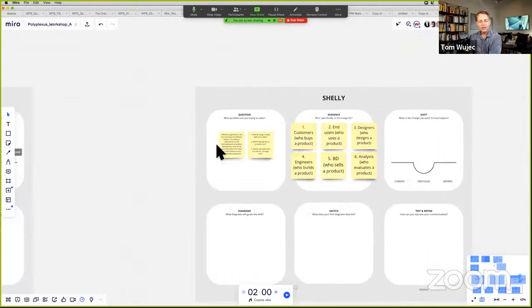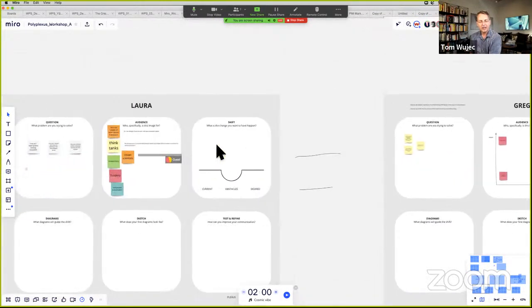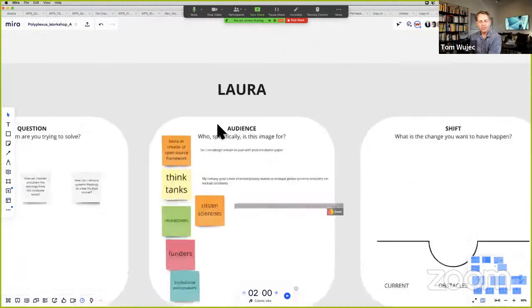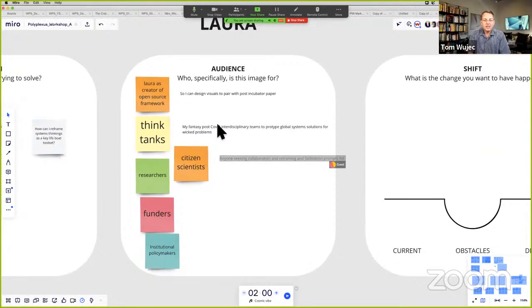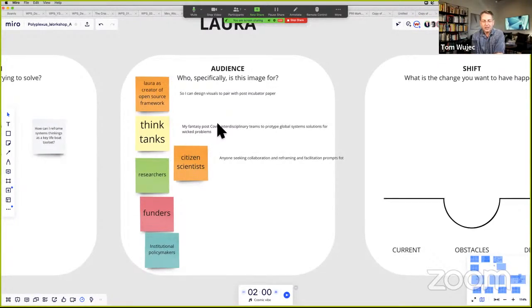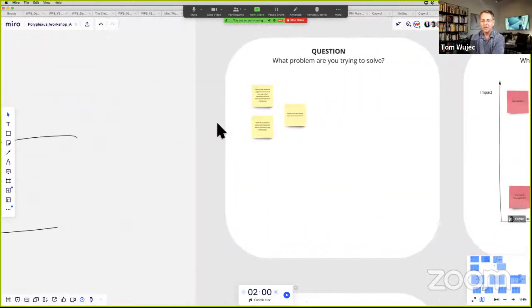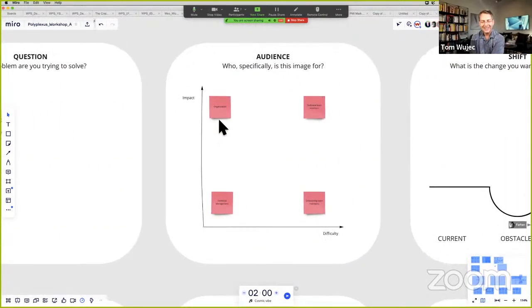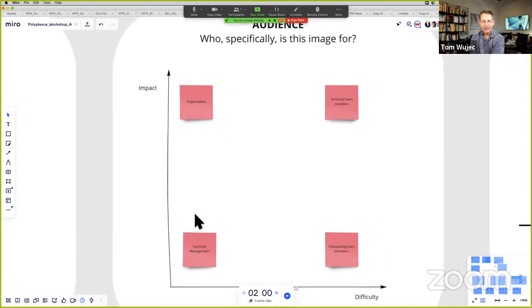So let's quickly review what others have done. And Laura, going back to you, so we have the sequence. You begin with yourself, followed by think tanks, and isn't that interesting? Once you put it into a visual form, suddenly it snaps, it pops, and then you can prioritize the sequence for this. I'm going to continue at a bigger pace here. Oh, this is interesting. Greg, you've got technical team members in the upper right, high impact, high difficulty.